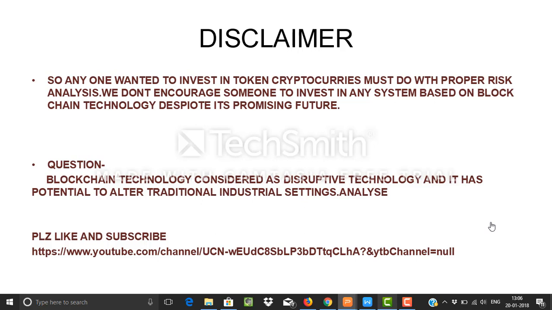But anyone who wants to invest in token cryptocurrency must do so with proper risk analysis. We don't encourage someone to invest in any system based on blockchain technology, despite its promising future. So, friends, here we have seen how blockchain technology is changing the international and traditional setting. So I want you to write down an answer for one question: is blockchain technology considered a disruptive technology, and does it have the potential to alter the traditional industrial setting? Analyze.